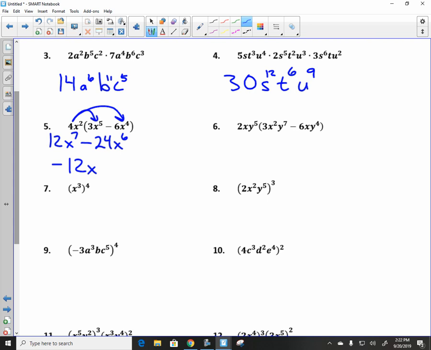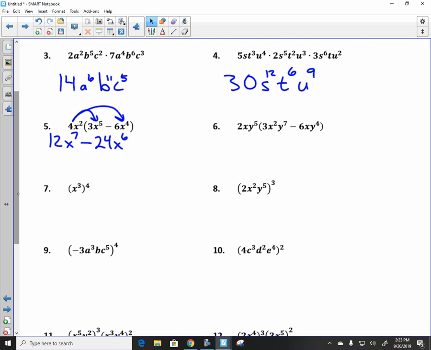Nobody's going to stop me. Totally illegal, folks. Totally illegal. You can't do that. Okay. Yep. So 12x to the 7th minus 24x to the 6th, those are not like terms. So you can't add or subtract them. You can't add or subtract things that are not like terms. If it was 12x to the 7th minus 24x to the 7th, then it would be negative 12x to the 7th. But they're not like terms. Okay, can't do that.